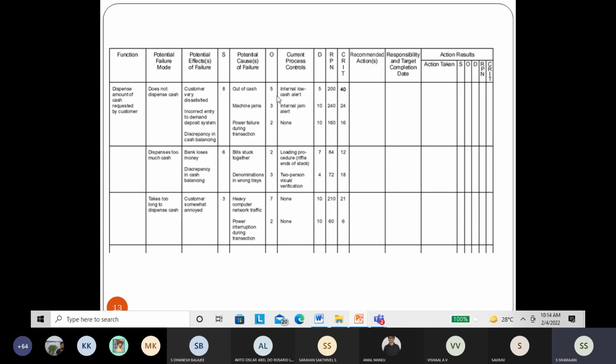Next, occurrences: how frequently they are occurring. 5 means it's the middle, moderate. 2 means occurrence is not frequent, it is rarely occurring. Your minimum number here is 2, that means very rarely occurring. For example, this discrepancy in cash balancing is occurring rarely. In the same way, power interruptions during a transaction are also rare.